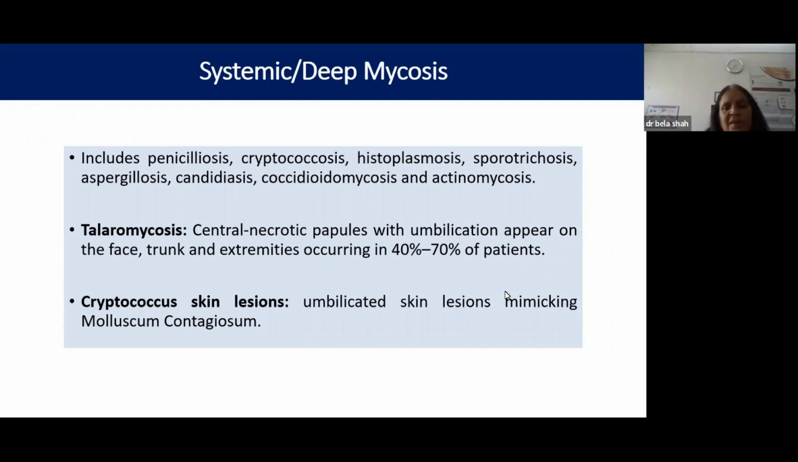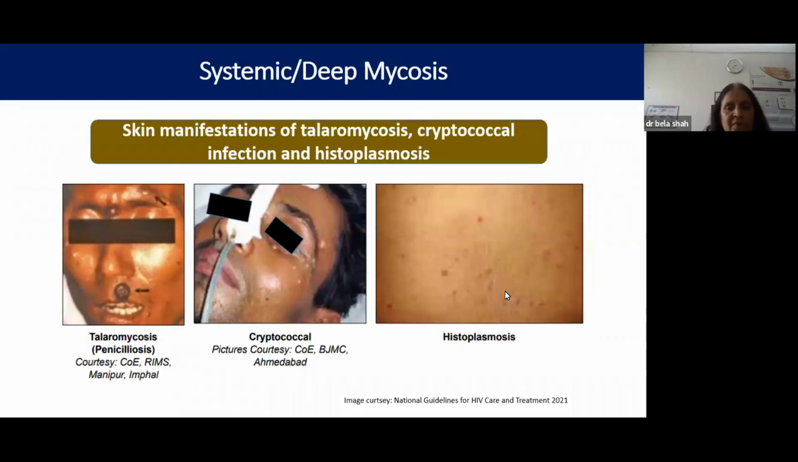The lesions typically develop on the face, can occur on the extremities, and even the trunk. Of course, with cryptococcosis, we have seen patients develop these umbilicated lesions on the face, on the forearm, the body. Here you can see three different subsets of patients. The first one from Manipur has a large lesion with central crust and umbilication.